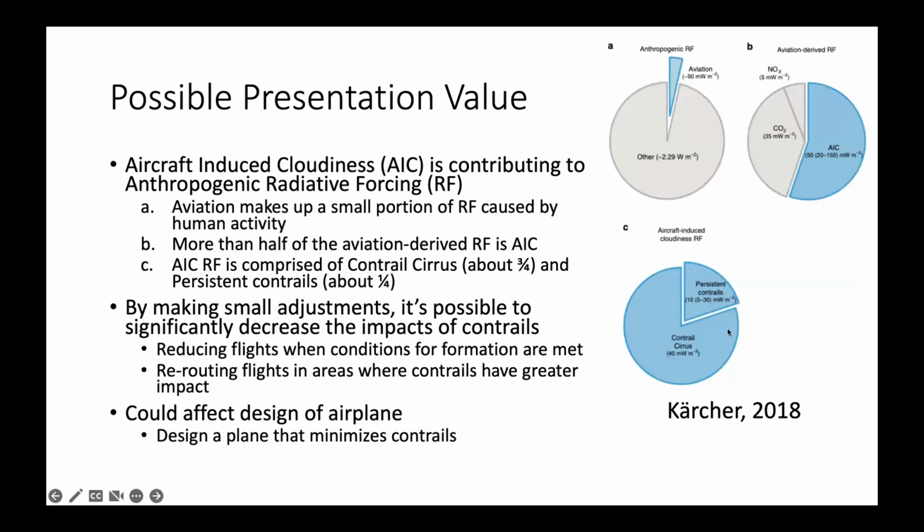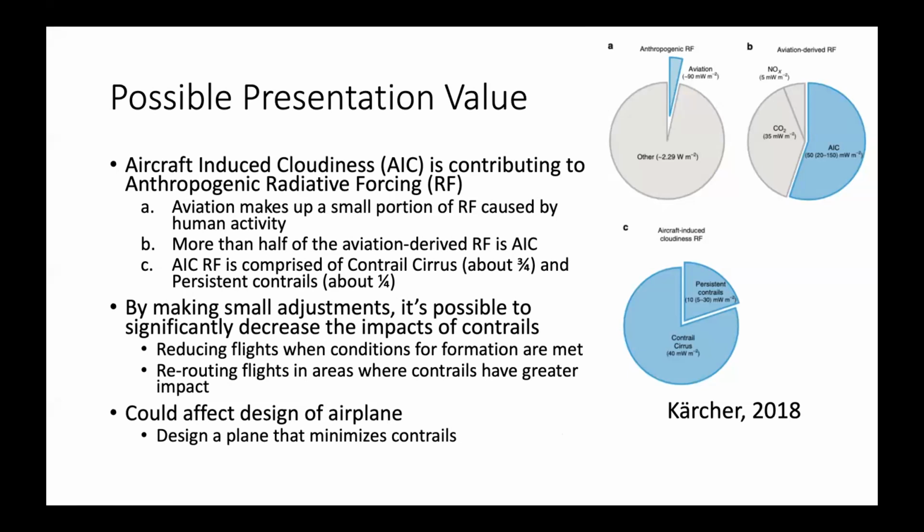Okay, and so for the presentation value, we know that aircraft-induced cloudiness is contributing to anthropogenic radiative forcing. Just looking at these little pie charts, we can see that aviation makes up a small portion of radiative forcing caused by human activity. Maybe it's only about 5% there, but more than half of the aviation-derived radiative forcing is aircraft-induced cloudiness. So even maybe more than CO2 emissions possibly.